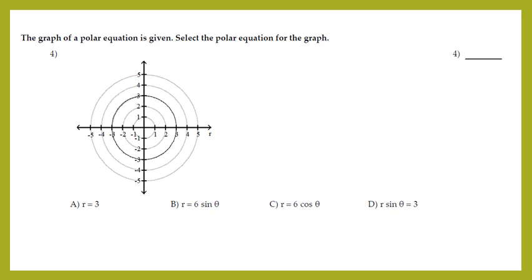Regarding question number 4, it says the graph of the polar coordinates. Select the graph of the polar equation. As we can see, there is a bold line that passes through the third circle. So r is equal to 3, and it's a very easy one. Since it's a circle and passes through the point 3, r is equal to 3.